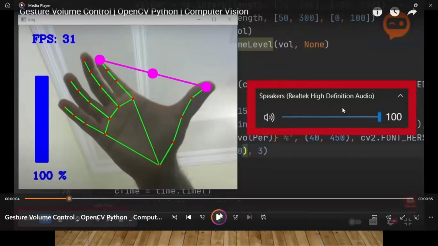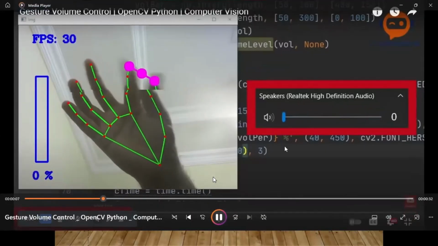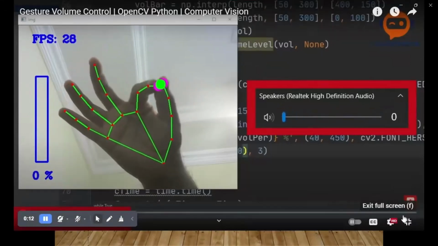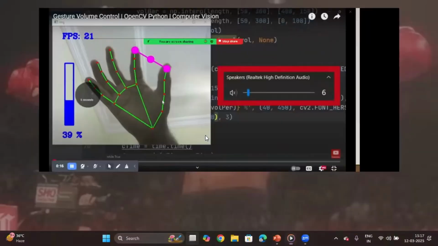Here is an illustration of hand gestures. The thumb finger and the pointer finger are joined together to control the speaker. This is one of the applications for gesture controls.